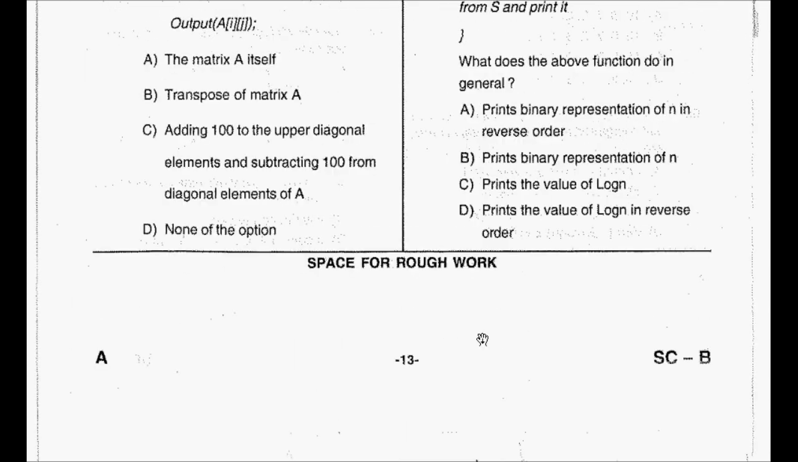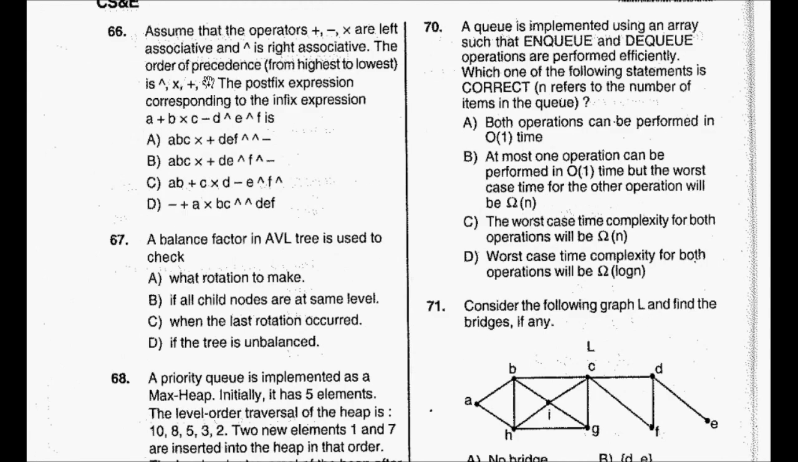Next, assume that the operations plus, minus, into are left associative, and this power sign is right associative. So the order of precedence from highest to lowest is so we can see.